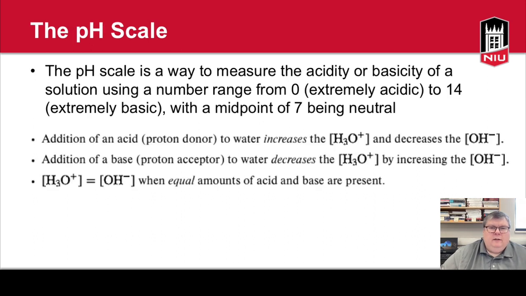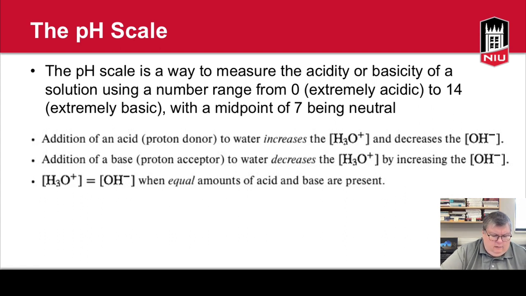So the pH scale is a way to measure acidity or basicity of a solution using a range from 0 to 14, where 0 is extremely acidic, 14 is extremely basic, and 7 is a neutral pH. pH is something that you've heard of before. It's very often talked about in products, skincare products, and things like that.